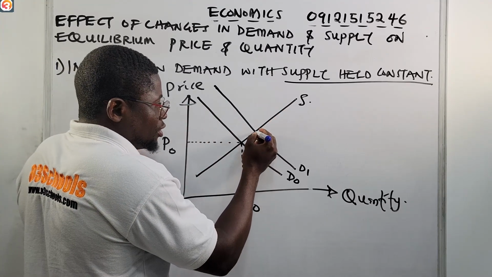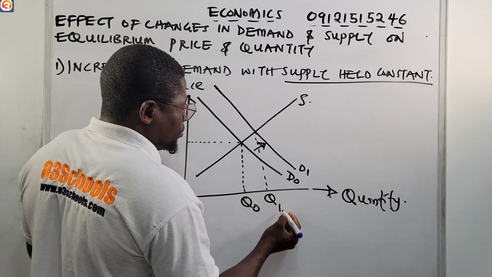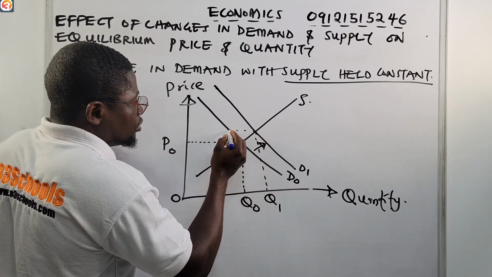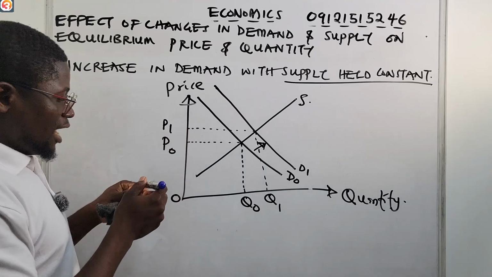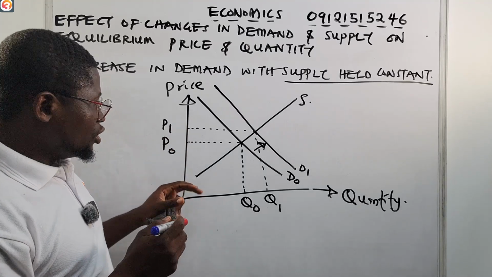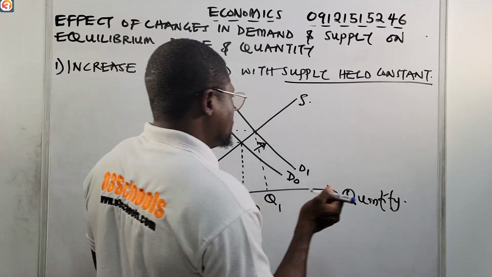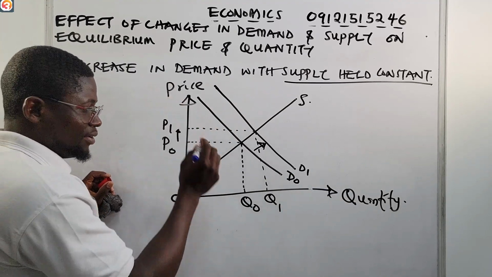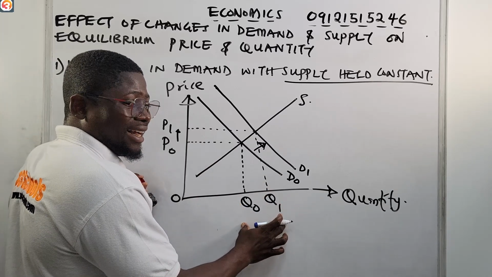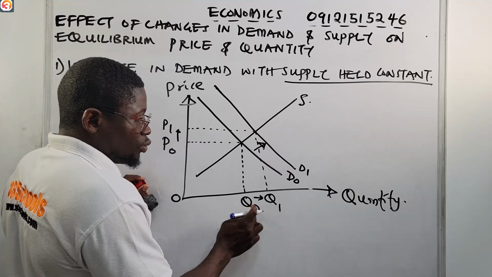So this is our new position. If you trace it down, you see that this is our Q1. Then if we trace this to the price axis, we see that this is our P1. Now if you notice very well here, does price increase or decrease? Obviously there's an increase from P0 to P1. And does the quantity increase or decrease? There's an increase, because it moved from Q0 to Q1.